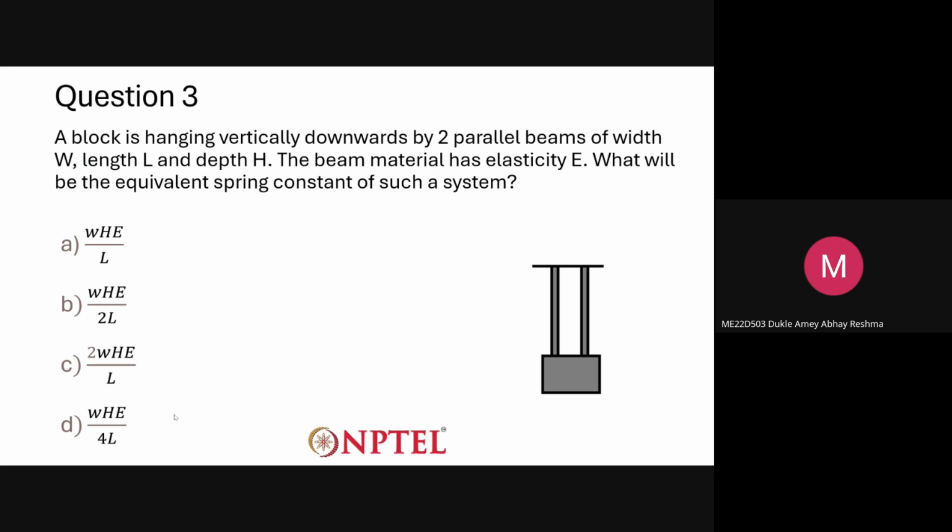So we have the third question. The block is hanging vertically downward by two parallel beams of width W, length L, and depth H. The beam material has elasticity E. What will be the equivalent spring constant of the system? So basically, you just have to think that each beam is a spring. We have two springs holding a mass.